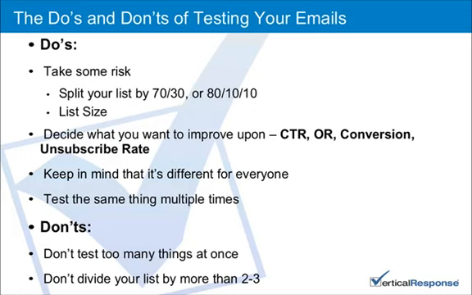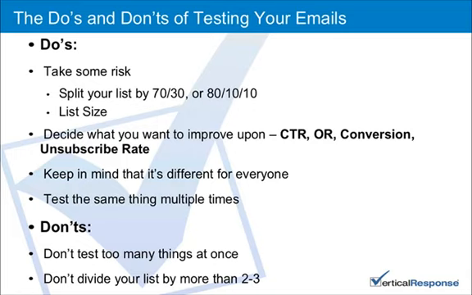Your don'ts. So don't test too many things at once. You don't want to be testing your subject line and your headline and where your call to action is all in one email. Otherwise, you're not really going to know what's going to be effective and what's really changing the statistics of your email. Don't divide your list up by more than 2 to 3.